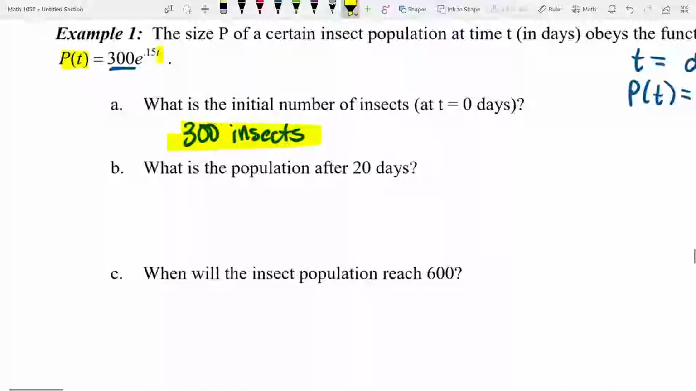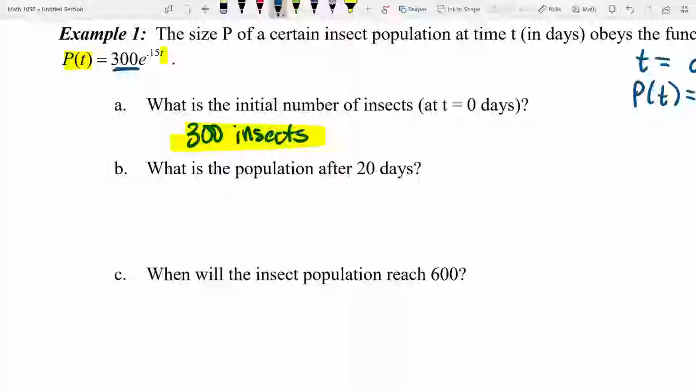What is the population after 20 days? Every person in this room: does my 20 go in for P of t or does it go in for t? Talk to me. T, and T is the easiest one because you just put this in your calculator. So everybody go P of 20 is equal to 300e to the 0.15 times 20. Okay, grab your calculator. Everybody go 300 second ln 0.15 times 20, close it off, enter.